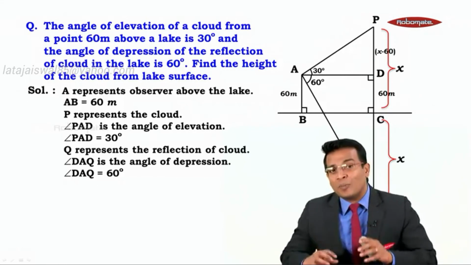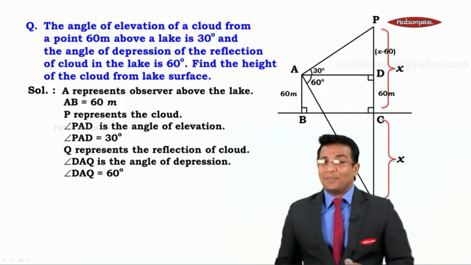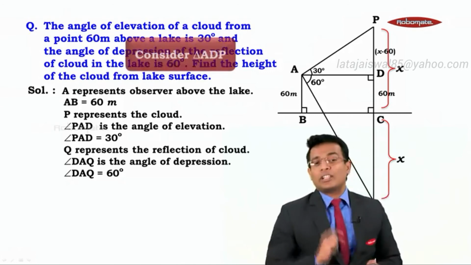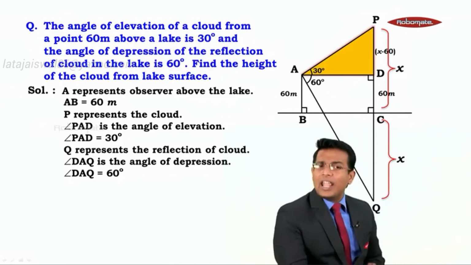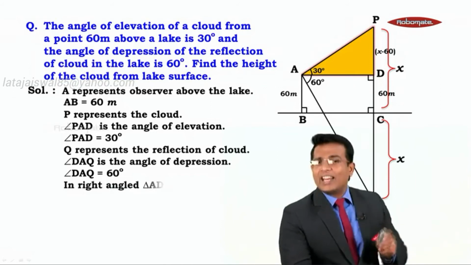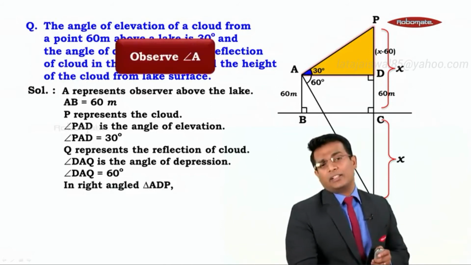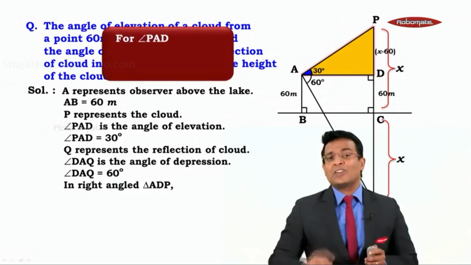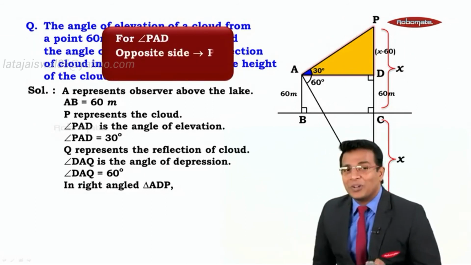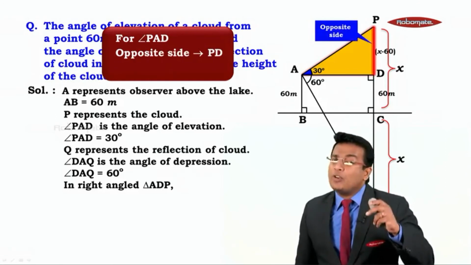Now this is something which we obtained from the given information, right? Simple. Now this will help us to solve the sum. Let's go ahead. First we consider the right angle triangle APD. In that right angle triangle, observe the acute angle, that is angle A. For that angle, observe the opposite side. The opposite side is known to us, that is PD. And we need to find the adjacent side.